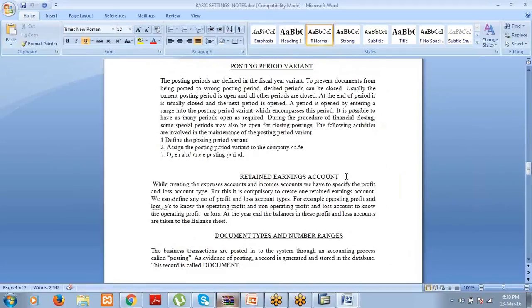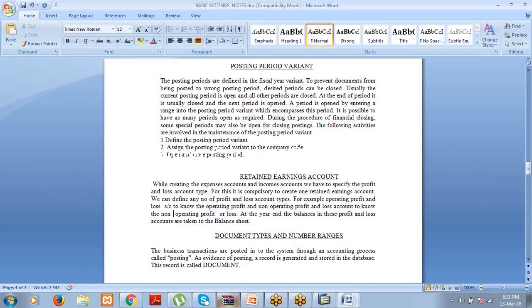See here, retained earnings account is simply the profit loss appropriation account, or the profit and loss account. While creating the expenses accounts and incomes accounts, we have to specify the profit loss account type. For this, it is compulsory to create one retained earnings account. We can define any number of profit loss account types. For example, operating profit and loss account to know the operating profit and loss, and non-operating profit and loss account to know the non-operating profit or loss. There is a small typing mistake in the material.